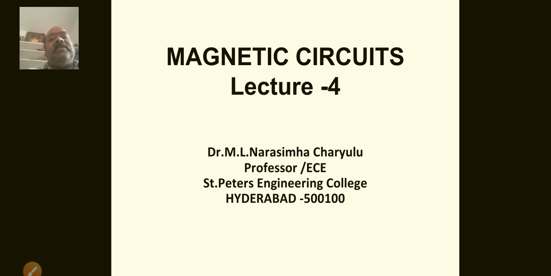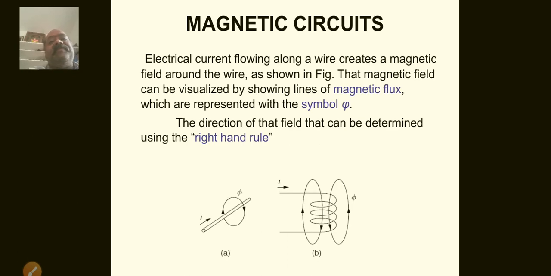So what are magnetic circuits actually? Electric current flowing along a wire creates a magnetic field around the wire. If you say a copper wire, the current flows along the wire and it creates a magnetic field, just as shown in the figure here, figure A. That magnetic field can be visualized by showing the lines of magnetic field, which is indicated by phi actually, psi or phi 1.